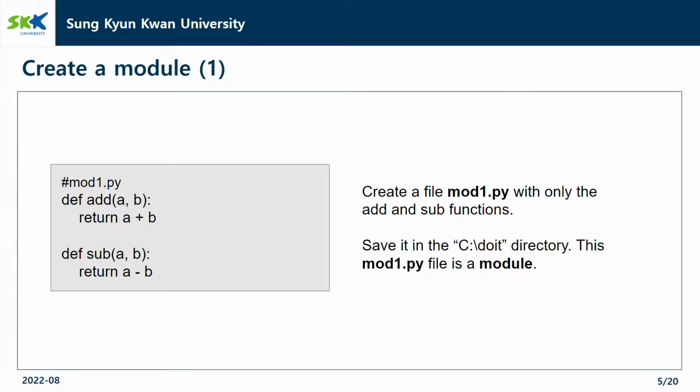As shown on the screen, create a file mod1.py with only add and sub functions and save it in the C:/doit directory. This mod1 Python file is the module. In other words, all Python files created with the .py extension are modules.